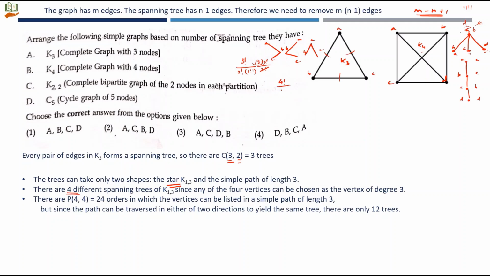4 factorial divided by 4 minus 4, that is 0 factorial. So 4 into 3 into 2 will give 24. There are 24 orders, but since the path can be traversed in either of 2 directions to yield the same tree, there are only 12 trees.